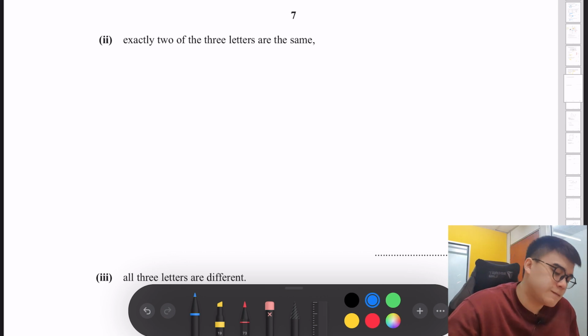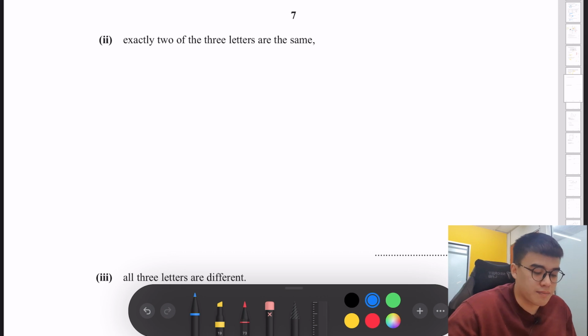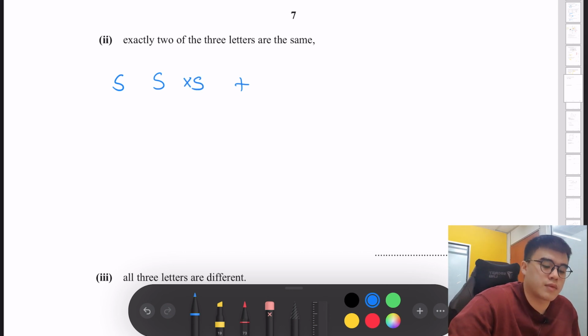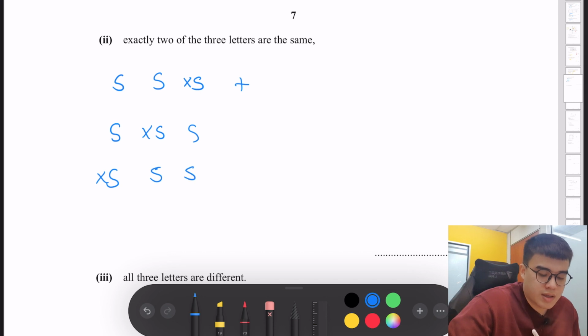So part 2, exactly 2 letters of the 3 letters are the same. This is very tricky because there are 2 separate scenarios where you have to add up. So you have S, S and not S. And then there is S, not S, S, followed by not S, S, S.